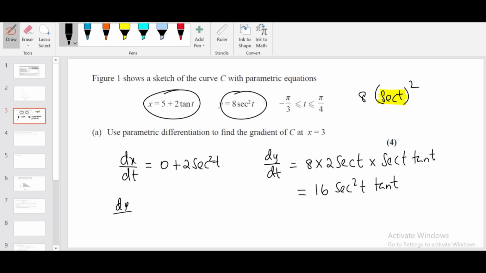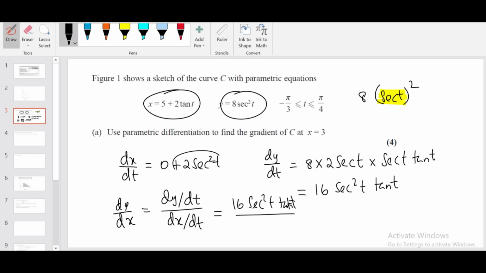Now let's find dy over dx, which is the same as dy over dt divided by dx over dt. dy over dt is this 16 secant square t tan t, divided by 2 secant square t. Secant square can be cancelled, you will get 8 tan t.